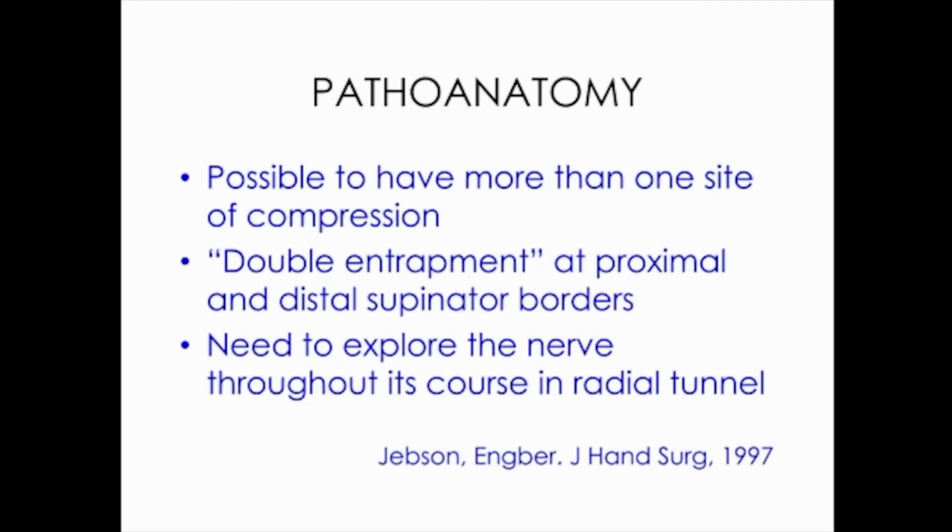So Jepson and Engber pointed out that it's possible to have more than one site of compression. So you can have a double entrapment at the proximal and distal supinator borders. So you need to explore the nerve throughout its course in the radial tunnel to achieve decompression.